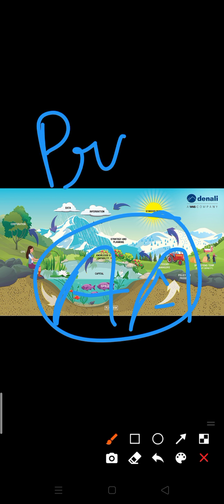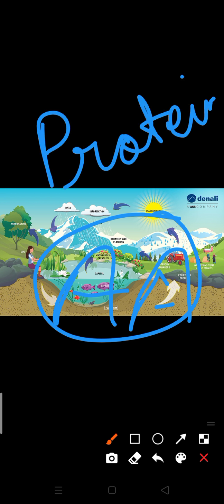But how do plants interact with soil? Plants interact with soil to get essential nutrients like nitrogen, phosphorus, amino acids. Are you getting my point? When amino acids combine with each other, it forms a protein chain. And these proteins, you know what proteins are? They are the building blocks of life. Okay, so these proteins are very essential not only for animal growth, but for plant growth also.